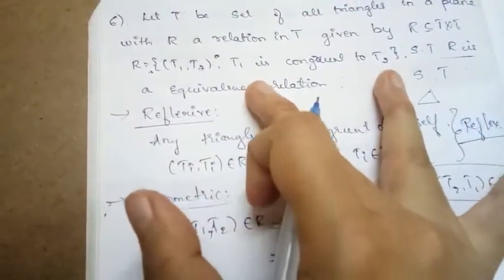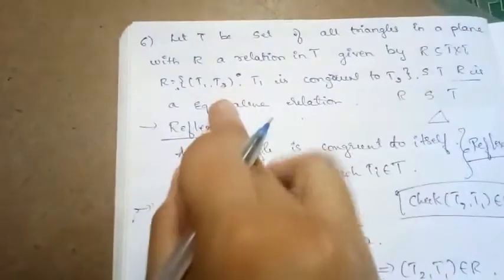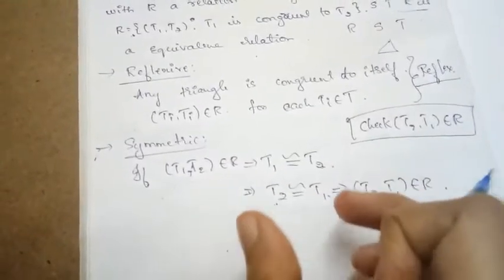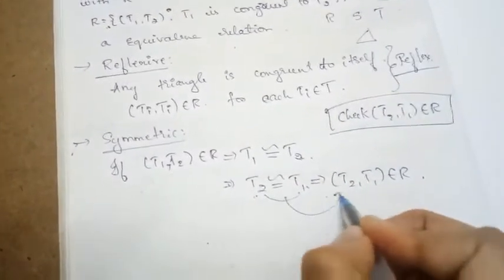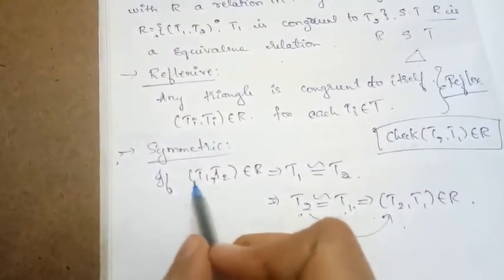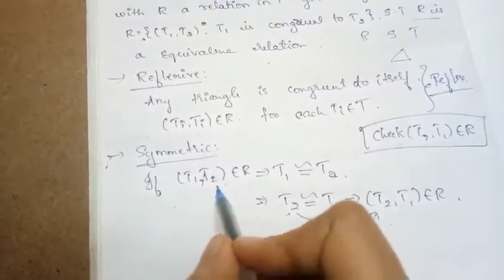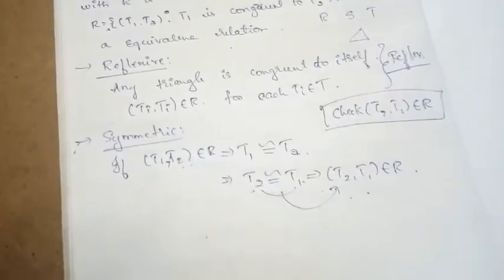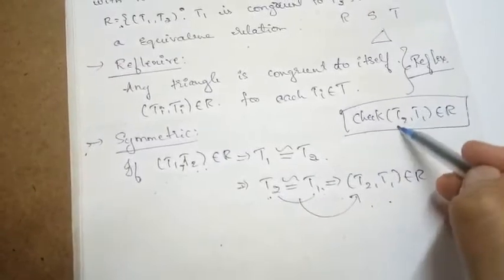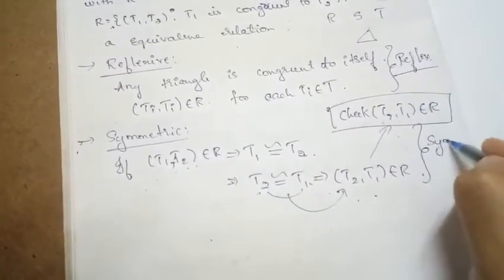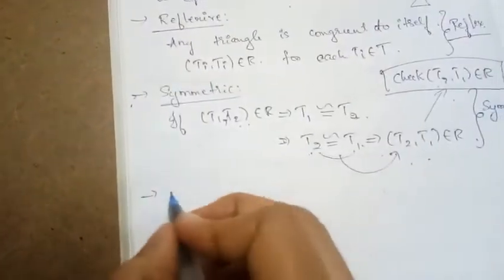If any two triangles are congruent, then those two triangles belong to the relation R. So here T2 and T1 are congruent. What does that imply? T2 and T1 belong to the relation. So you can see here, if I take any two triangles which are congruent, then it is the reverse, T2 comma T1 also belongs to that relation. So I have checked this condition. So the relation is symmetric also. Now checking for the transitive relation.